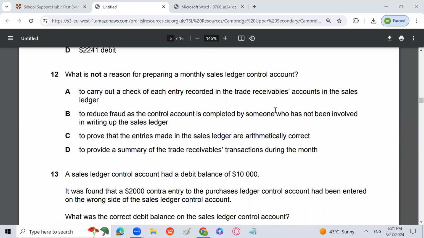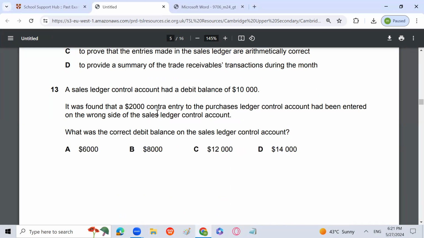A sale ledger control account had a debit balance. It was found that a 2000 contra entry to the purchase ledger control account had been entered on the wrong side of the sale ledger control account. What was the corrected debit balance on the sale ledger control account? So a contra entry comes on the credit side of the SLCA. We have debited it. Now we have to give a credit with double the amount, 4,000. So 10,000 minus 4,000, 6,000 is going to be the answer.